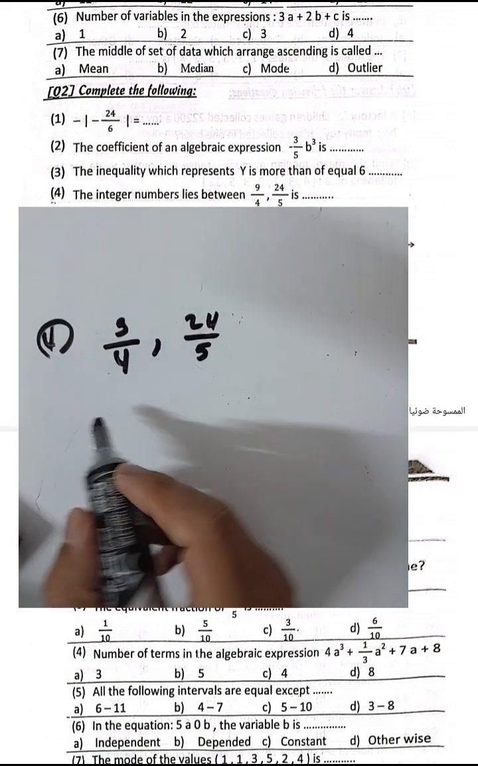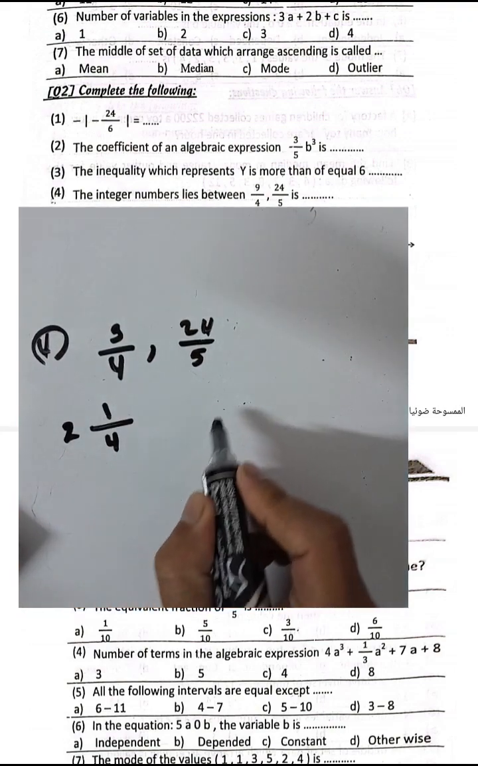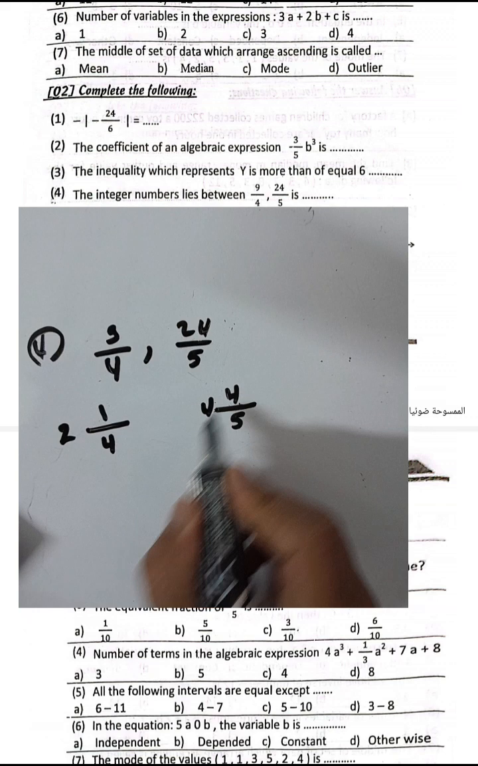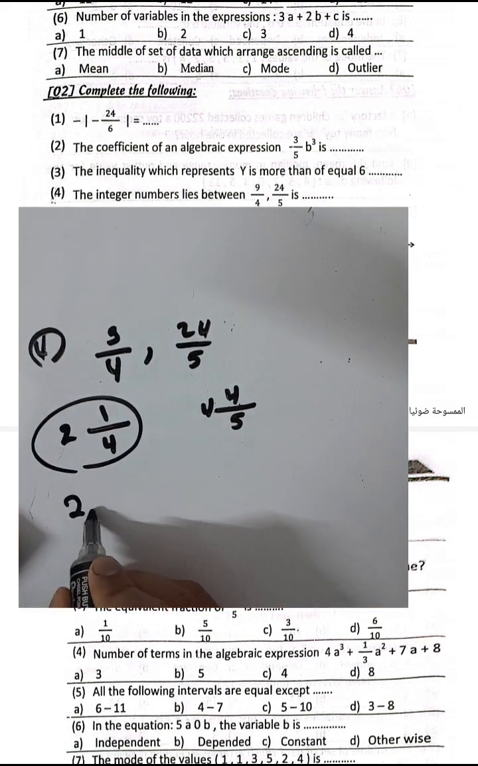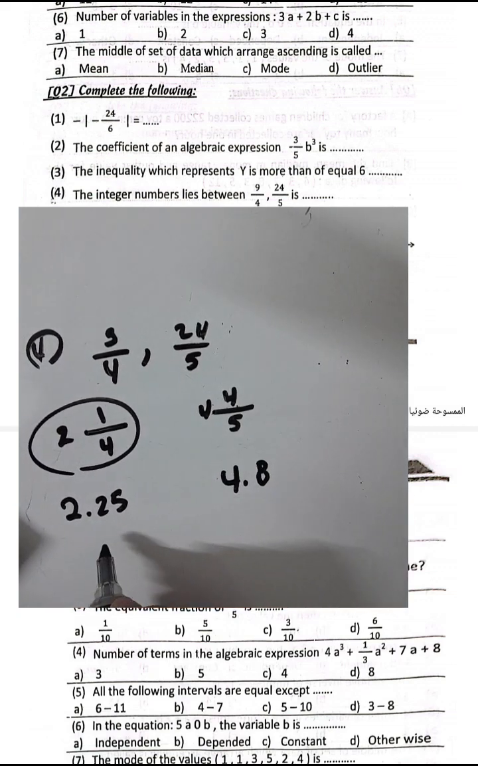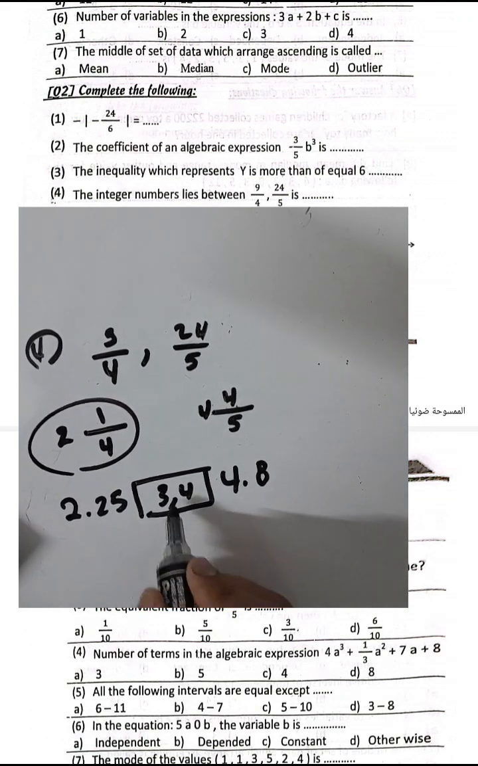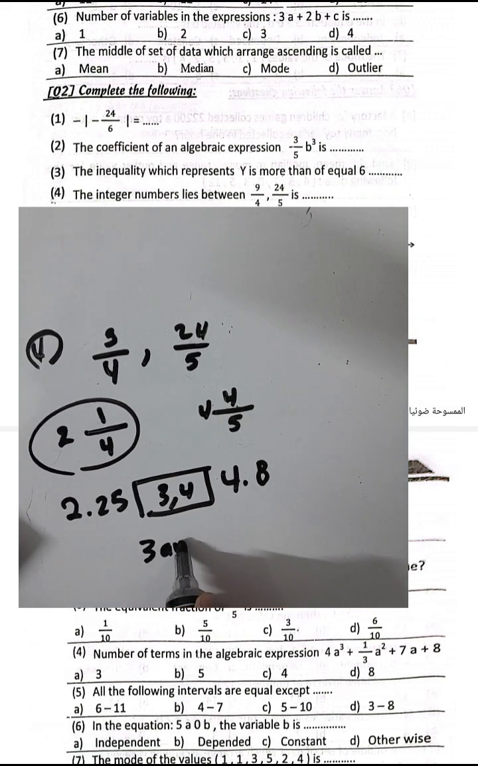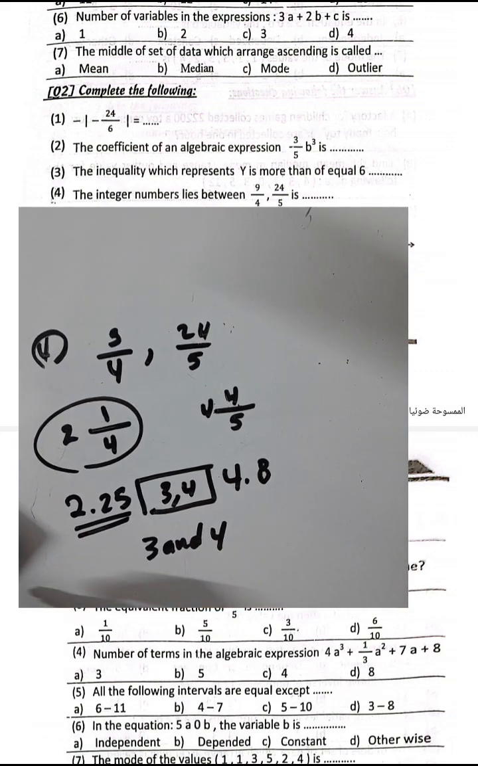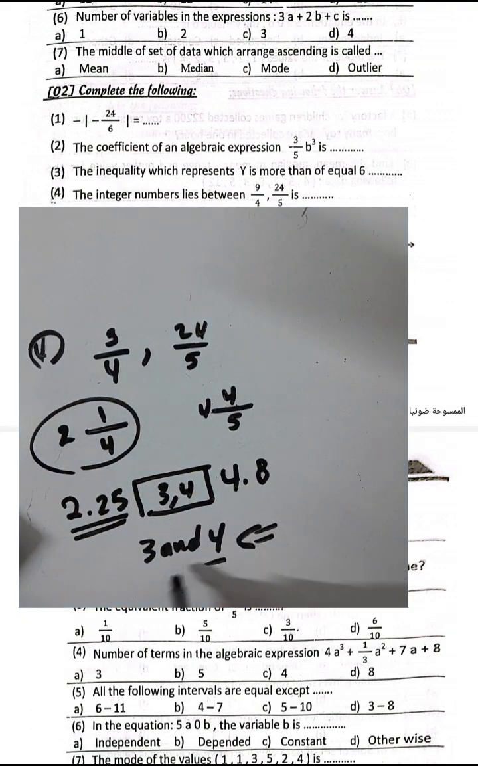First, you can convert from improper to mixed number. Right, for here, 2 times 4 equals 8 and remainder 1. And this number, write 5. 4 times 5 equals 20 and remainder 4. We have 2 and 1/4, and here 4 and 4/5. We can write the integers between them will be 3 and 4. The numbers 3 and 4 lie between 2 and 1/4 and 4 and 4/5. The integer numbers between 9/4 and 24/5 will be 3 and 4.